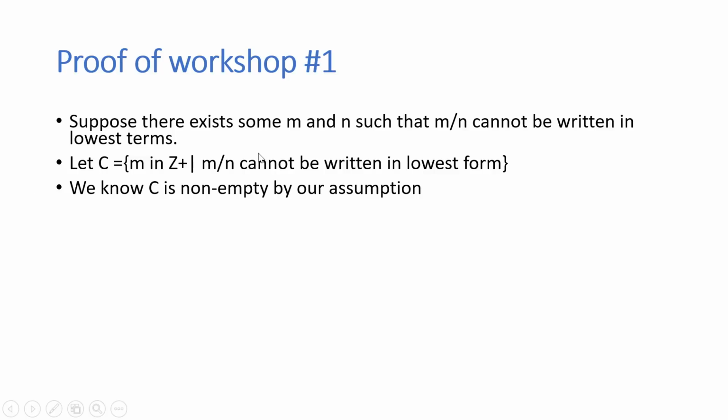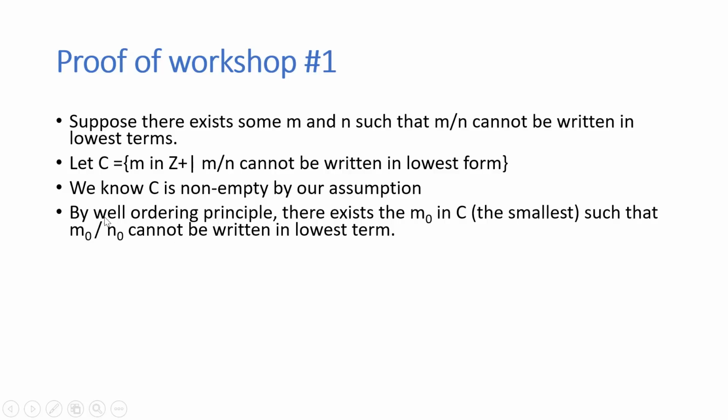Suppose we assume by contradiction that there's something here that cannot be written in lowest form. Then we know C is non-empty by our assumption. By the well-ordering principle, there exists some m naught in this set C which is the smallest, because the well-ordering principle says every non-empty subset of non-negative integers has a least element. So there's some least element m naught in C such that m naught over n naught cannot be written in lowest form.